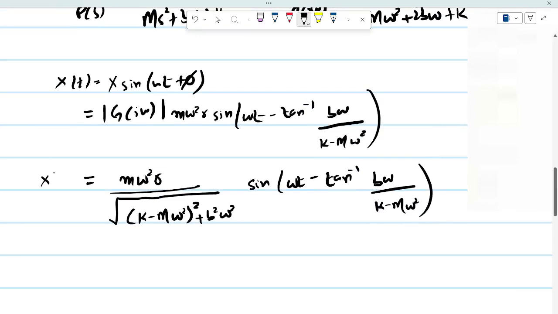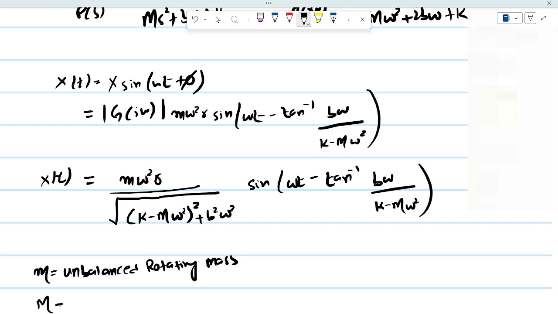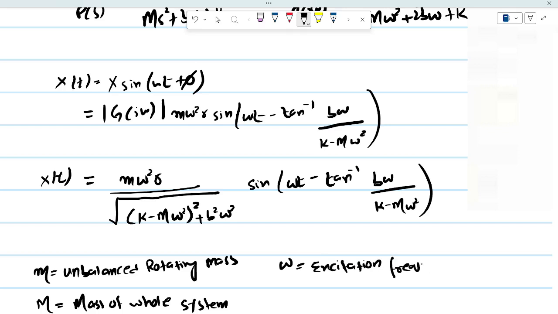Just to clarify, small m is the unbalanced rotating mass, capital M is the mass of the whole system, and omega is the excitation frequency, not the natural frequency. That's it. That's the total solution.